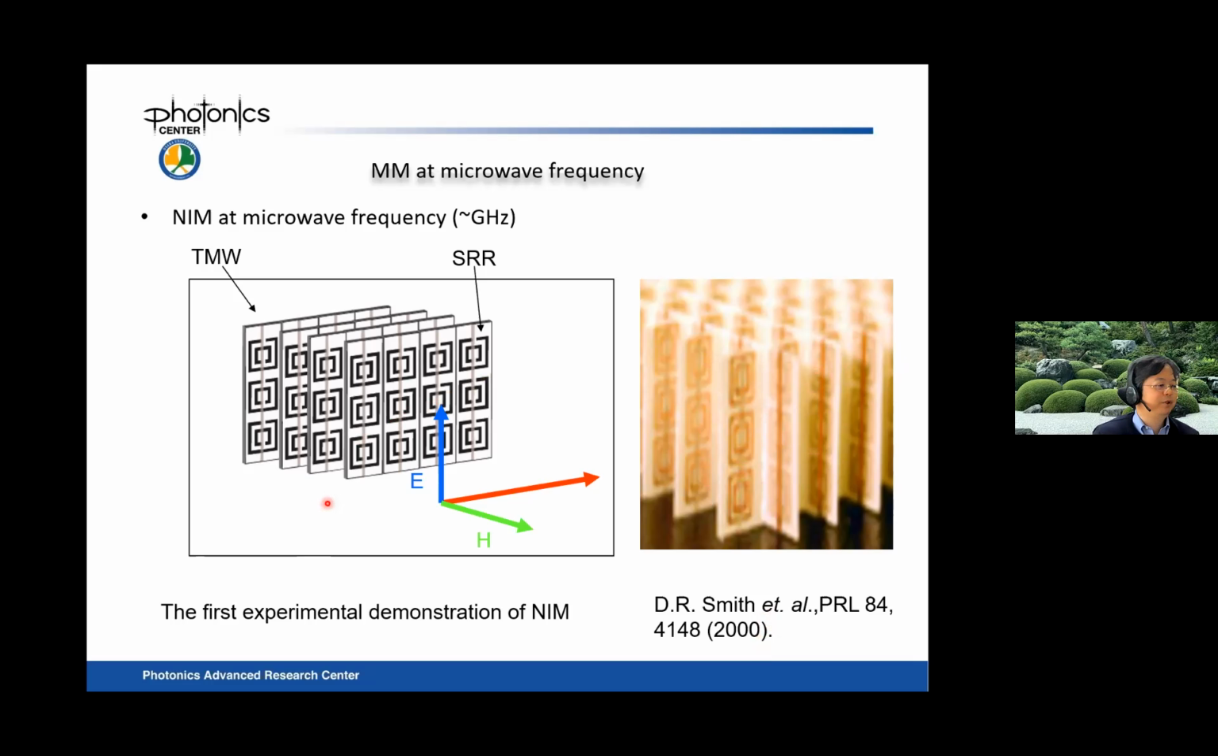So if you send the electromagnetic field in this direction, this is the K vector. The electric field is parallel to the symmetric wire, and the magnetic field goes through the split ring resonator. This artificial structure shows a negative refraction. This is the first experimental demonstration of a negative index material at microwave.